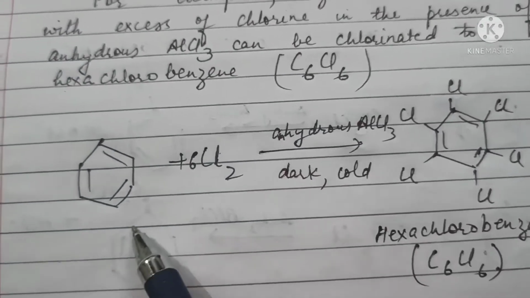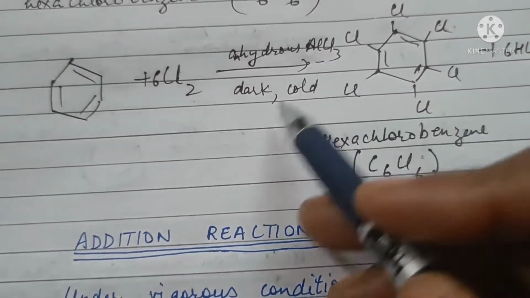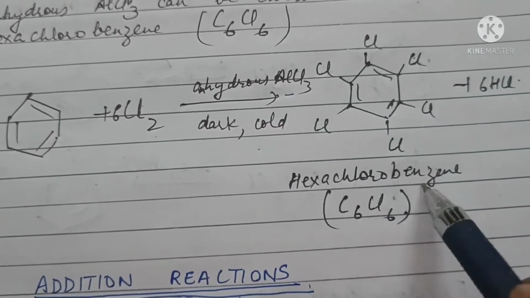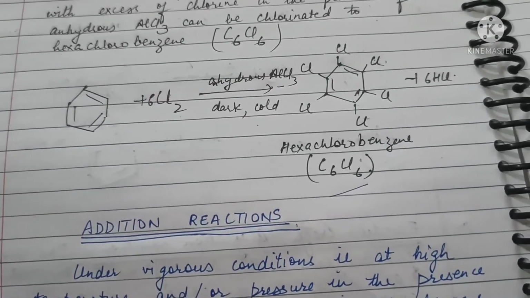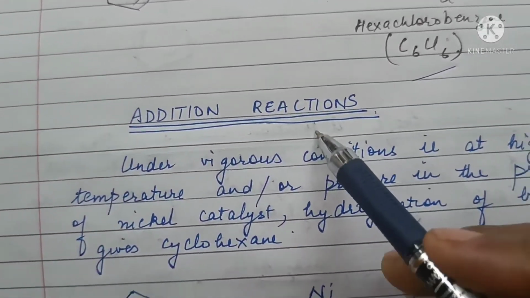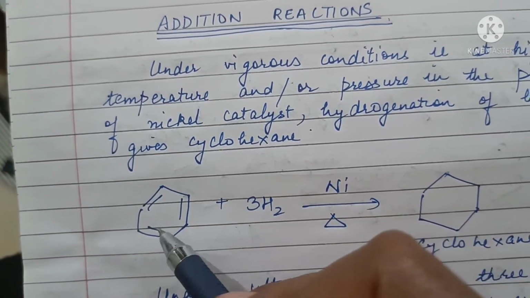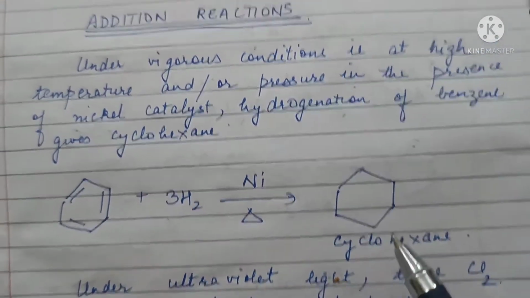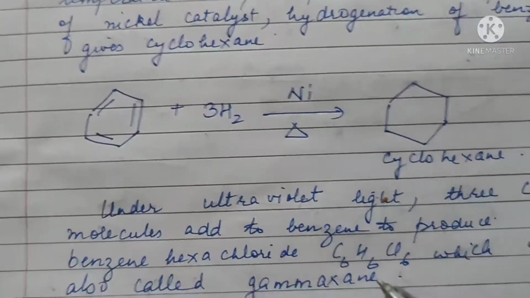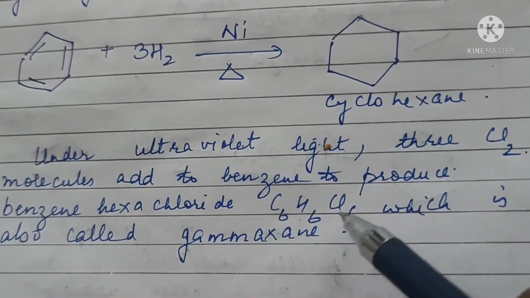For example, when we treat benzene with chlorine in presence of anhydrous aluminum chloride in cold condition, hexachlorobenzene is formed. The formula is C6Cl6. Addition reactions. Under vigorous conditions at high temperature, we can break the 3 double bonds and add hydrogen to form cyclohexane, C6H12. Under ultraviolet light, 3 chlorine molecules add to benzene to produce benzene hexachloride, C6H6Cl6, which is also called gamma hexane.